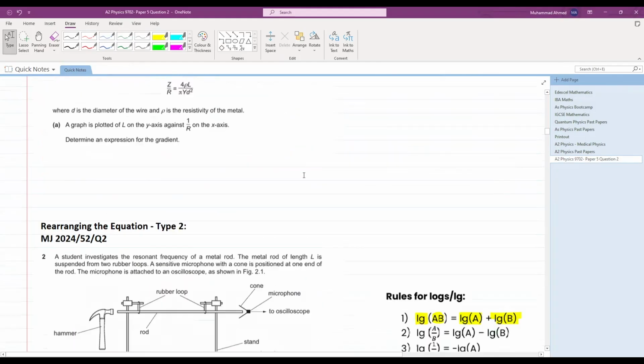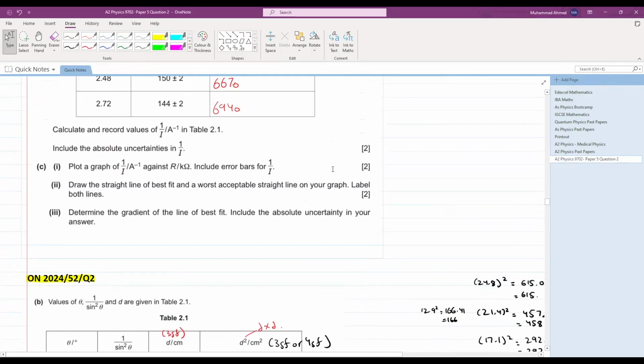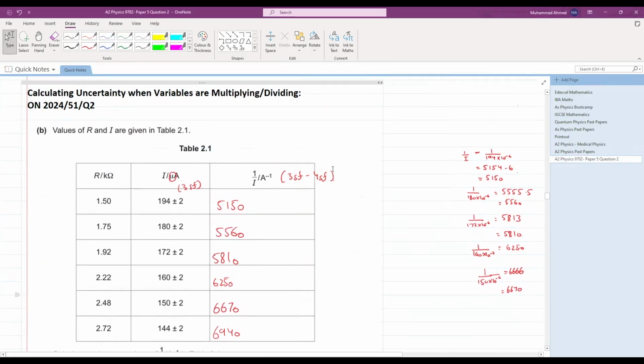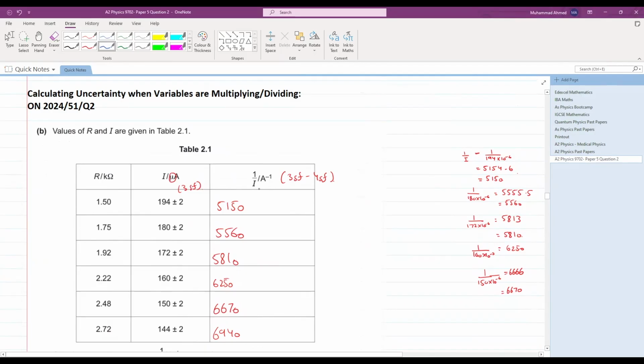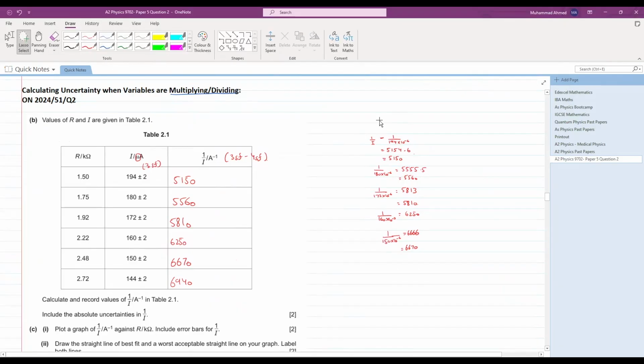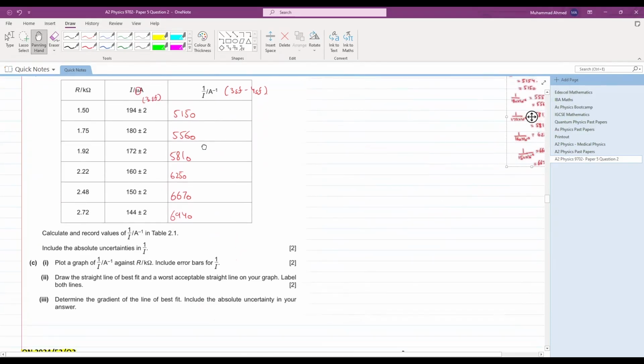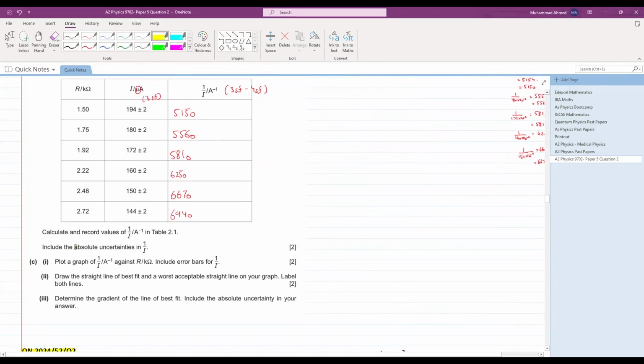Let's first calculate the uncertainty when the variable is either multiplying or dividing. Here you can see that current is getting divided. So this is a basic case of calculating uncertainty when variables are multiplying or dividing. So how will you calculate the uncertainty here? How are you going to calculate the uncertainty in 1 over V as instructed in the question? Calculate the absolute uncertainties in 1 over V.